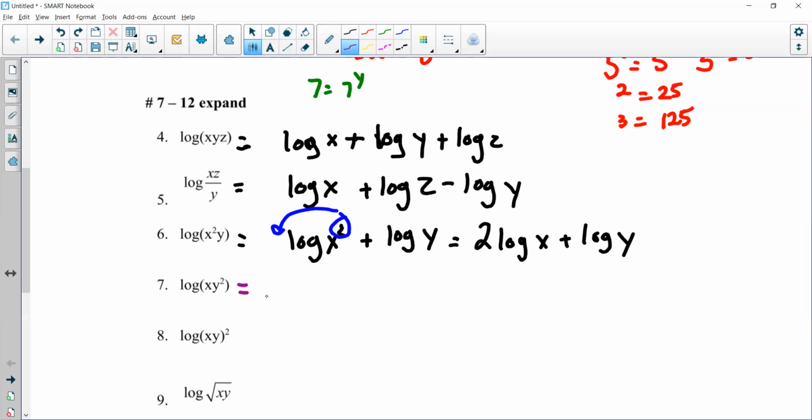Okay, next one, kind of the reverse situation. You have log of just x, and you're going to have y squared. So you could just skip right to the final answer. Since you know it's going to be y squared, you could put 2 in the front because the exponent goes to the front, 2 log y.